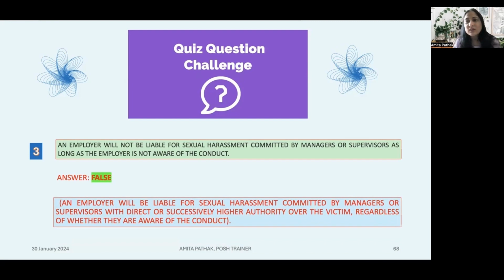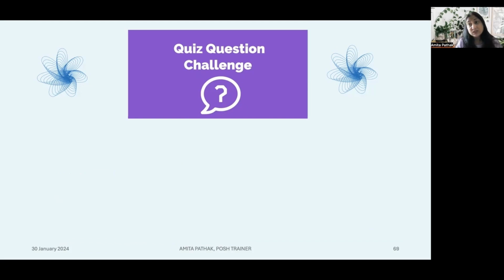As per the law, it's the duty of the employer to provide a safe workplace to the women at the workplace. So an employer will be liable for sexual harassment committed by managers or supervisors with direct or successively higher authority over the victim, regardless of whether they are aware of the conduct or not.